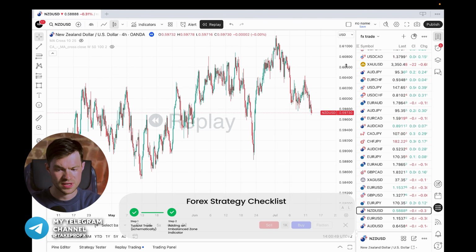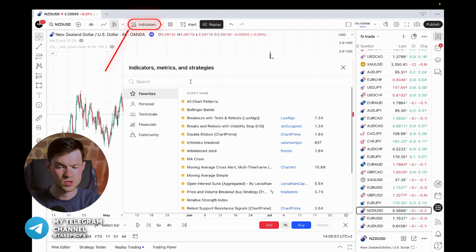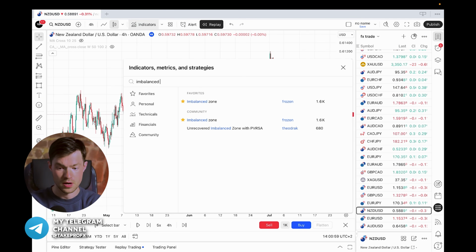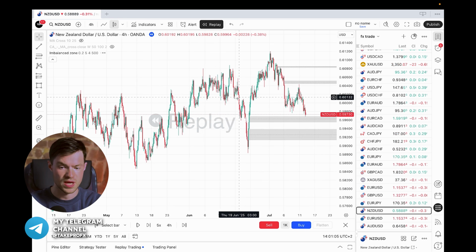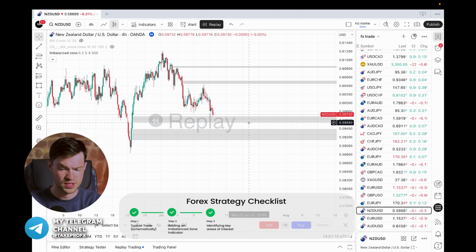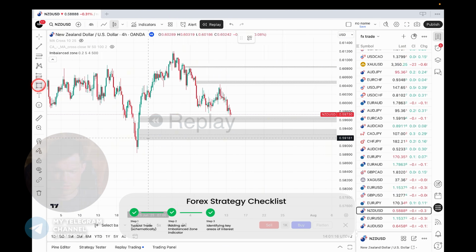In situations when it is difficult to determine the horizontal levels on our own, we can use an indicator called Imbalance Zone. From the author Frozen, it has 1,600 users. Just by a simple click, we add this automatic indicator, and we immediately have very unobvious areas of interest. Let's take a rectangle tool and select these areas of interest.